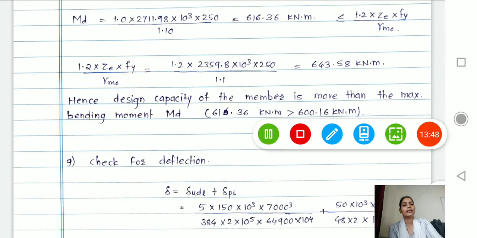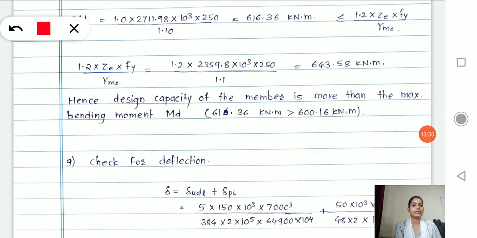Next, here I have written one statement. Hence, the design capacity of the member is more than the maximum bending moment. What I say is, the design capacity of a member, which is 616.36, is greater than the bending moment. Where did this bending moment come from?